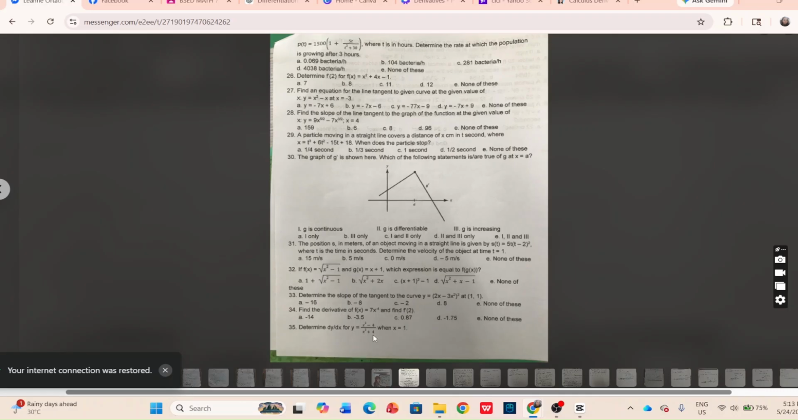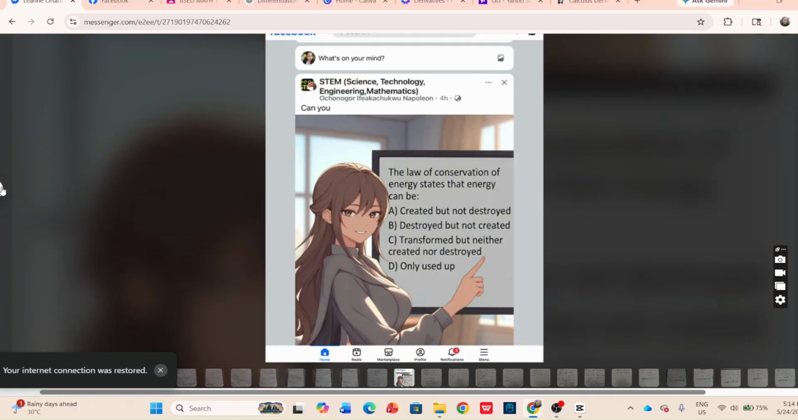Number 35. Determine dy over dx for y equals x squared minus 4 all over x squared plus 4 when x equals 1. So we will determine the derivative of this one and then substitute 1 into it. The choices are A, negative 16 over 25, B, 4 over 25, C, 16 over 25, D, 1, or letter E, none of these. So the correct answer for number 35 is letter E, none of these.